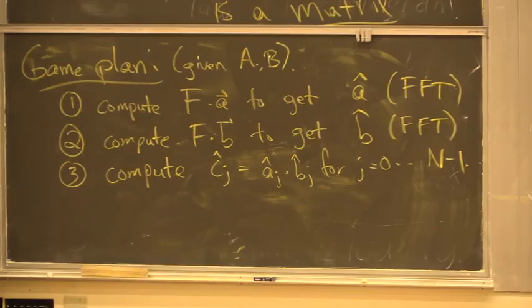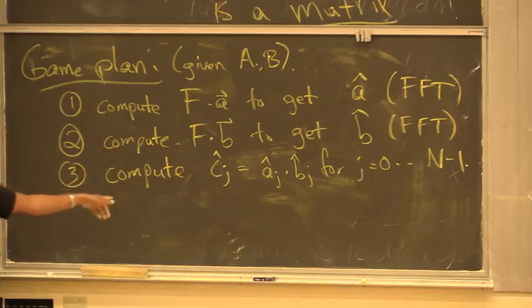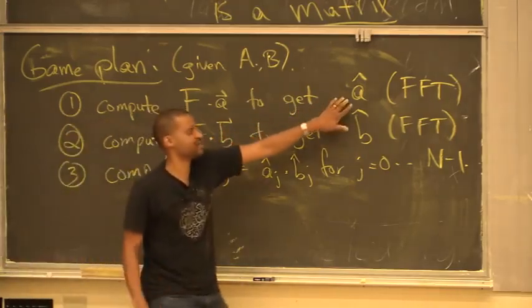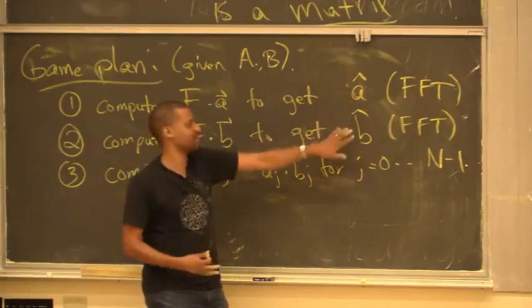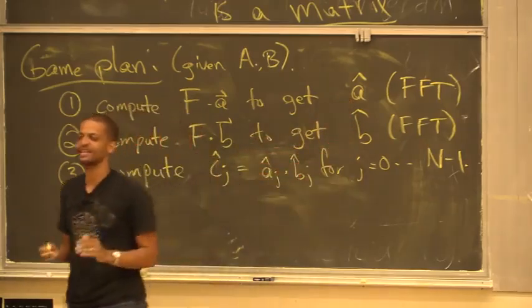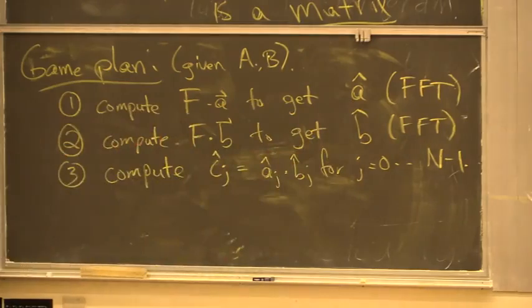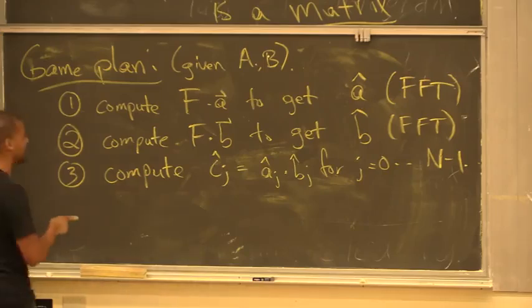But what I actually want is the coefficients of C. I don't want the evaluations of C on these n minus 1 points. By the way, this is called the Fourier transform, or the discrete Fourier transform of A. This is called the discrete Fourier transform of B, et cetera, if you ever see that. But for us today, it's just the evaluation of A on those special endpoints. What I actually want is to know C, not C hat.